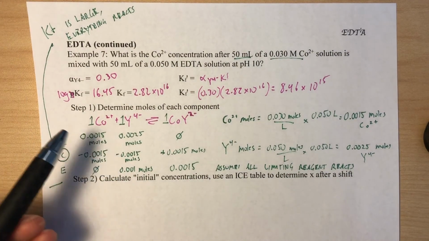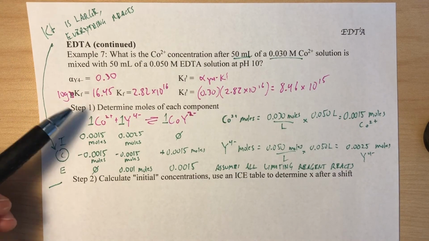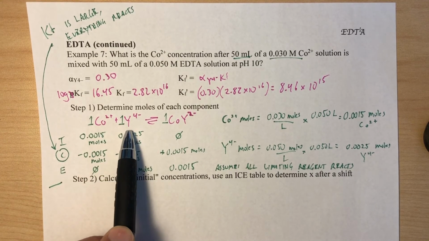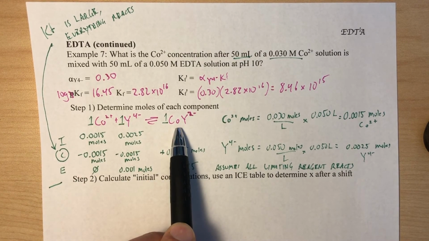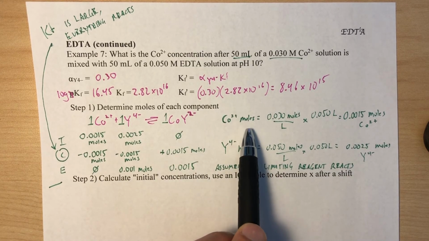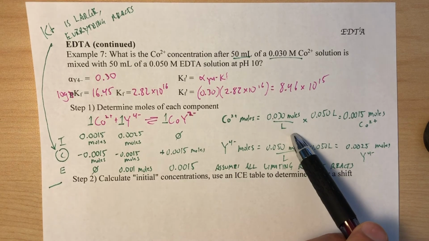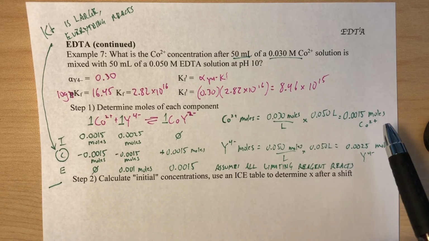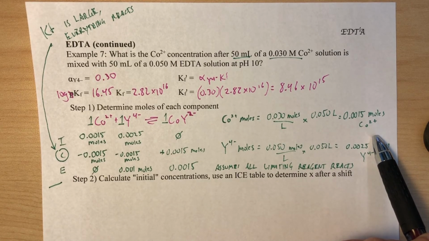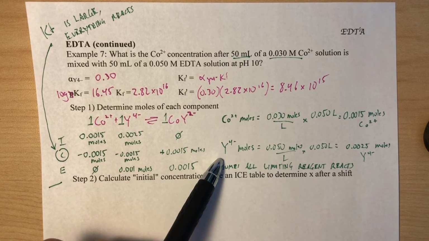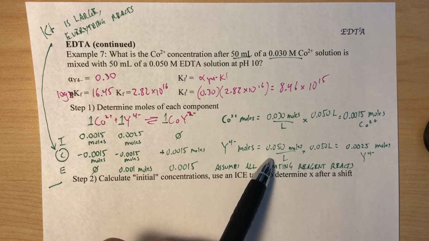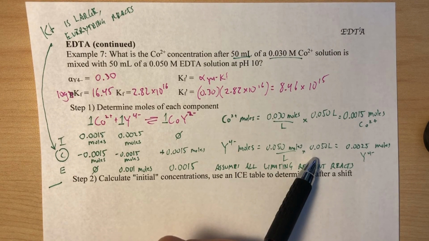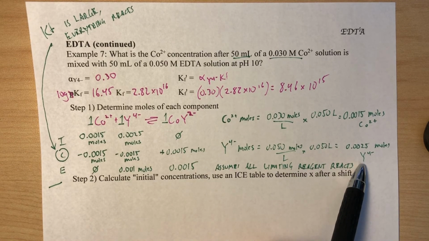Now, in order to see how these are going to react, we need the moles of each component. So cobalt 2 plus reacts with EDTA 4 minus to form cobalt EDTA 2 minus. So initially we have cobalt moles that are equal to 0.030 moles per liter multiplied by our initial volume, which is 0.050 liters, to find out that we have 0.0015 moles of cobalt 2 plus. So that's our initial moles of our metal ion. Our initial moles of our EDTA ion is equal to 0.050 moles per liter times 0.050 liters, which is equal to 0.0025 moles of our fully deprotonated EDTA.